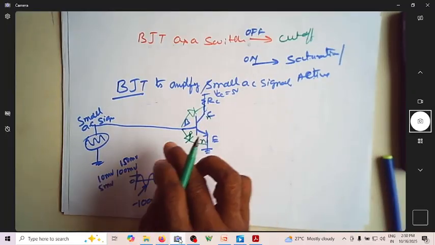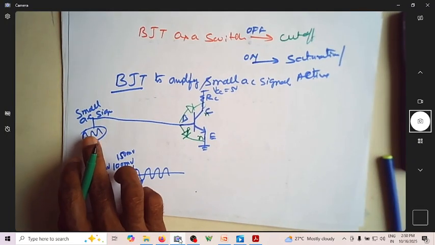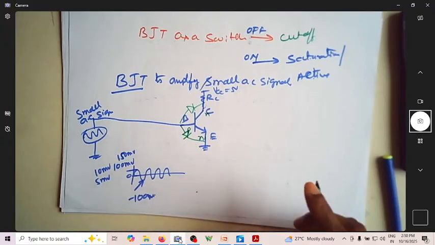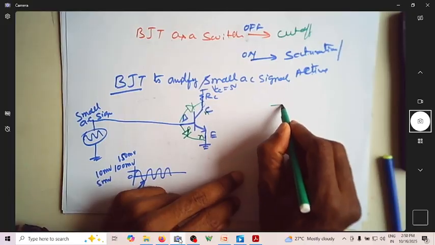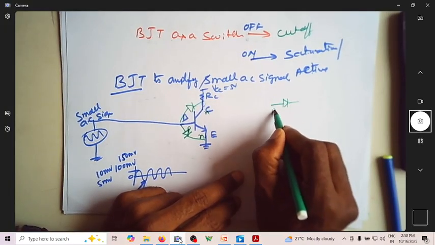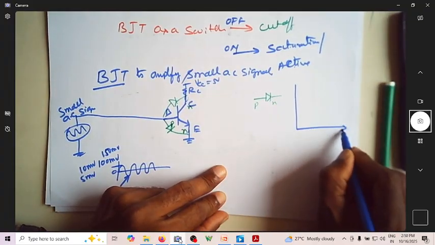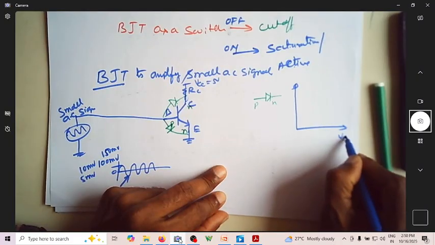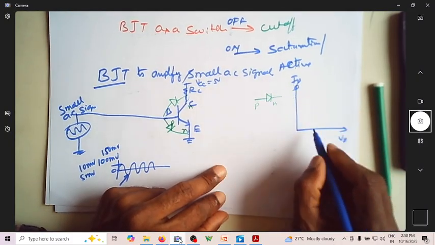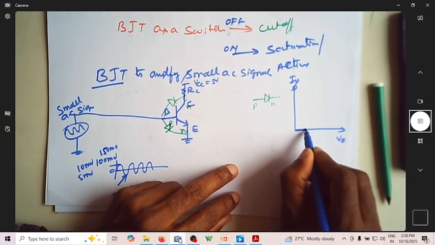Now let us try to see, if you apply this signal, what happens to this PN junction. So we know that a PN junction will have an IV characteristic something like this, correct? This is the voltage across that diode, and this is the current through the diode. Will you end up with something like these characteristics?